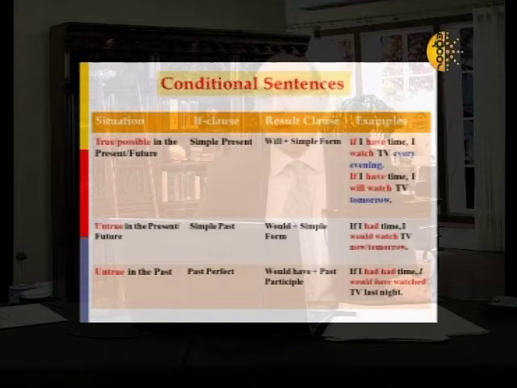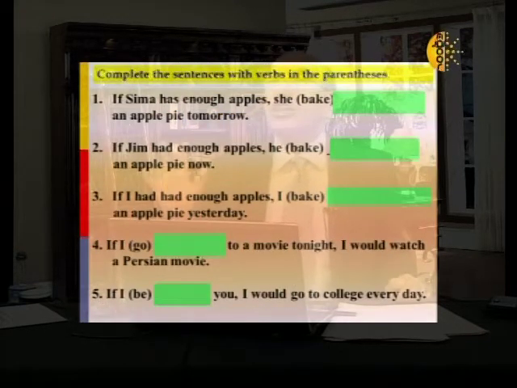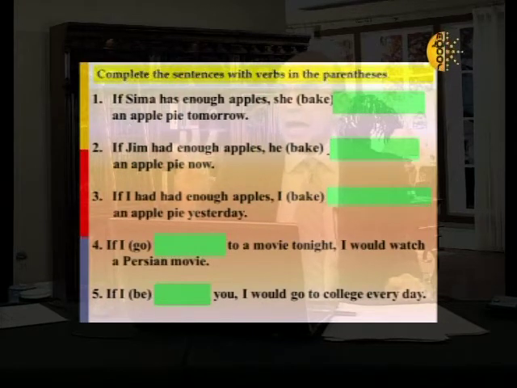The only difference is what? For the future, the thing is possible. For present time and past, it's impossible. Now, let's do this exercise and think of these three rules as we do it.